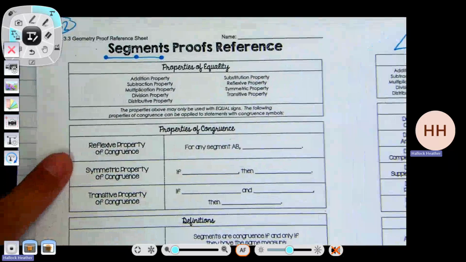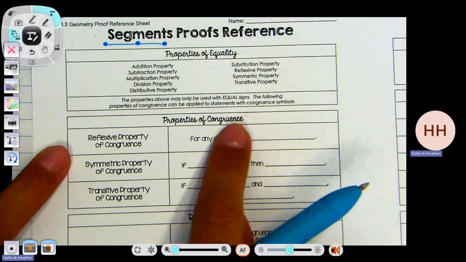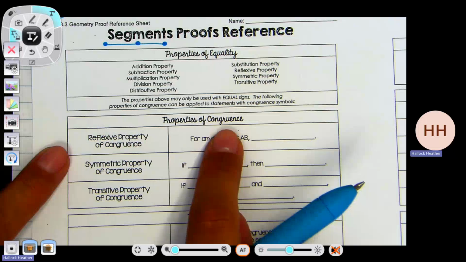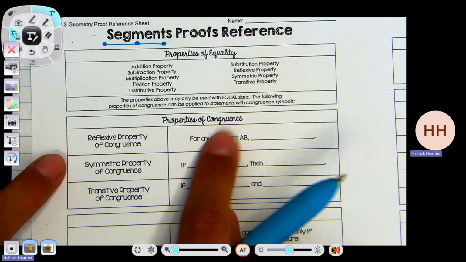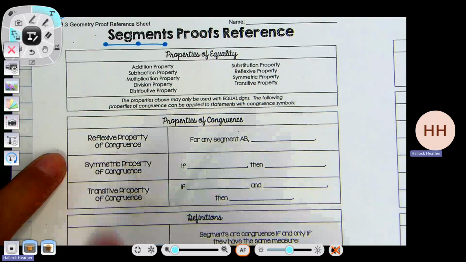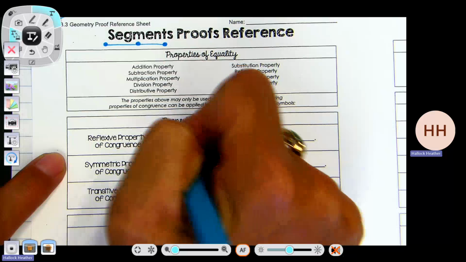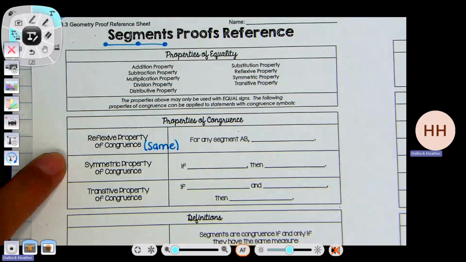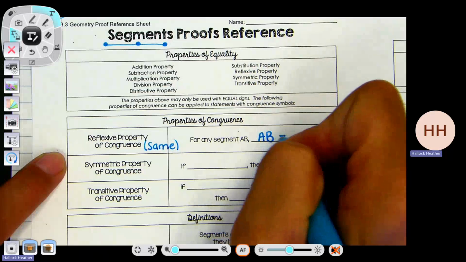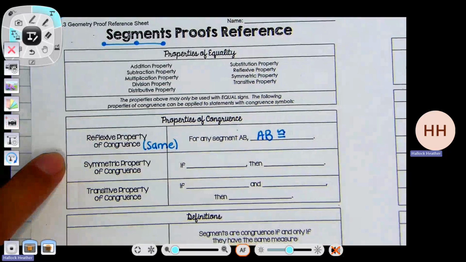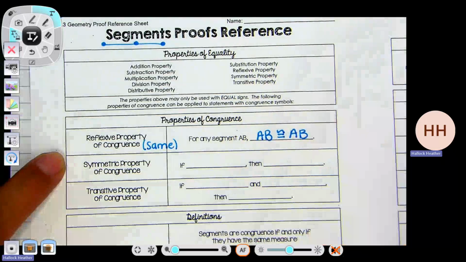So down here, we have reflexive property of congruence, symmetric property of congruence, and transitive property of congruence. We talked about these before, but I know nobody remembers because it's been 20 days because of all the hurricanes. So reflexive property of congruence, this is where it's literally the same exact thing on both sides. It repeats itself. So in parentheses, put same. So AB is congruent to AB. That's why you never use this one because it's kind of silly, but sometimes they'll throw it in there.